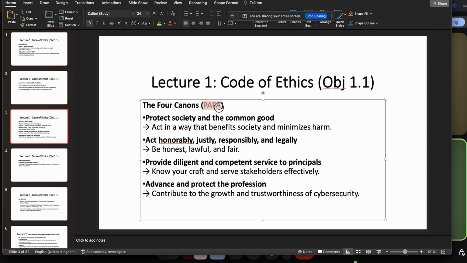P-A-P-A, PAPA. If you see any question, they will give you a question from this code of ethics, and the 4 options will be different. They will ask you to identify which is not an ethic from ISC2, or they may ask you which is correct for ISC2. So if you remember this word PAPA, you can solve this question.